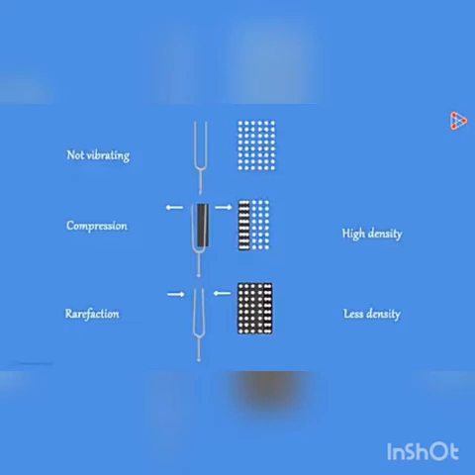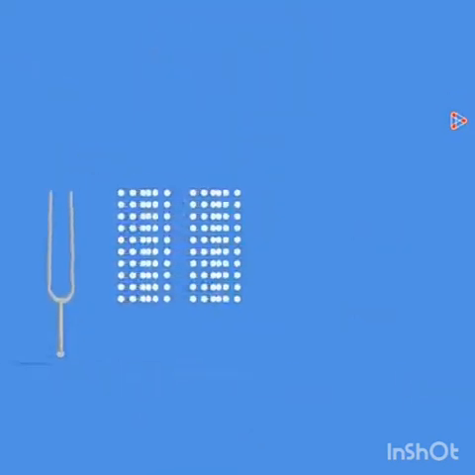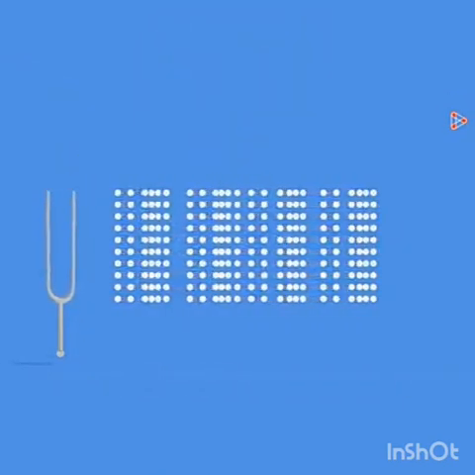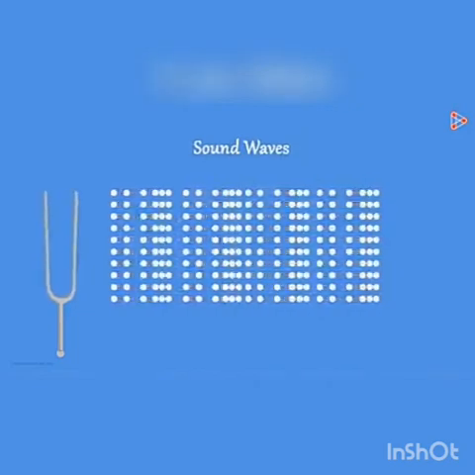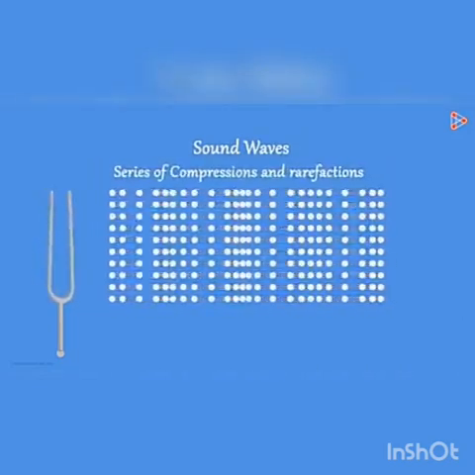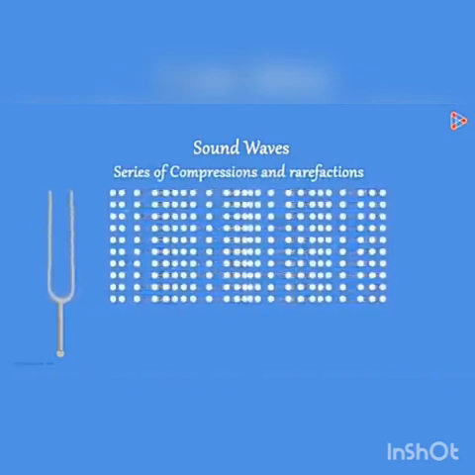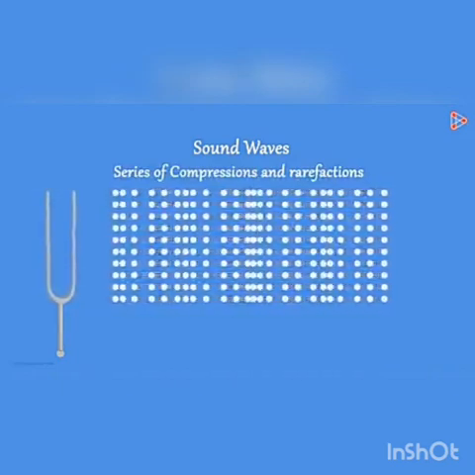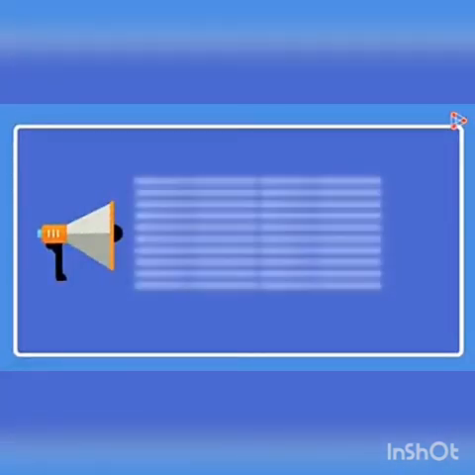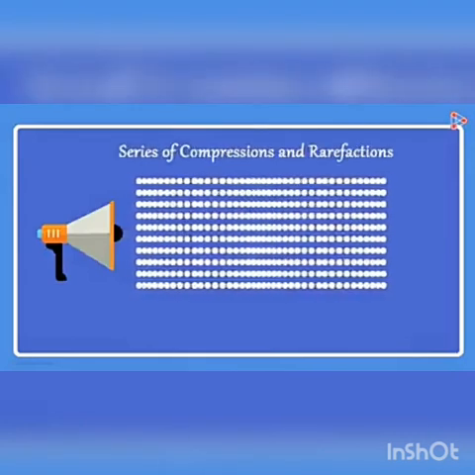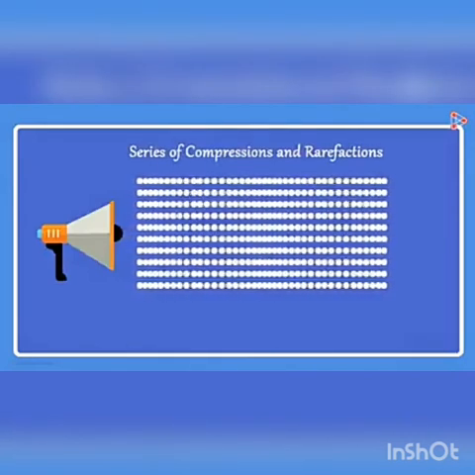As it continues to vibrate, we get a series of these compressions and rarefactions. This continuous sequence of compressions and rarefactions is what we call sound waves. Yes, the sound waves travel in the form of compressions and rarefactions. Instead of the tuning fork, if we take any other source of sound, say a speaker, then the sound waves generated by this object will also travel in the form of compressions and rarefactions.